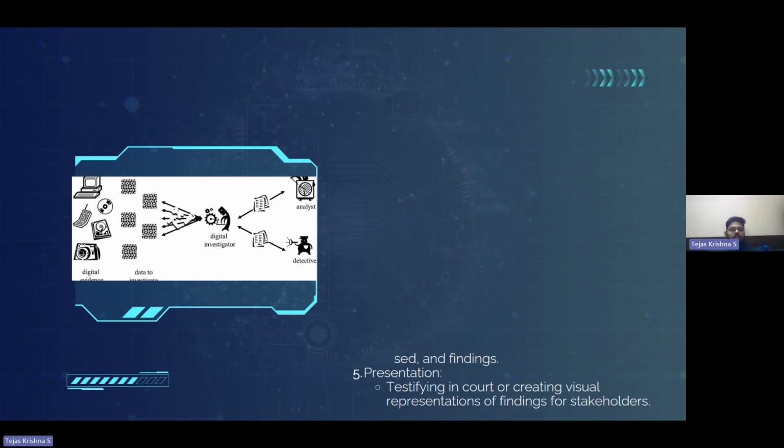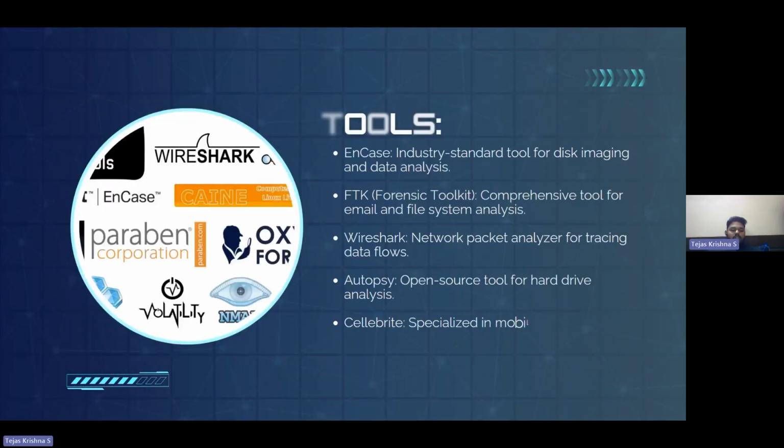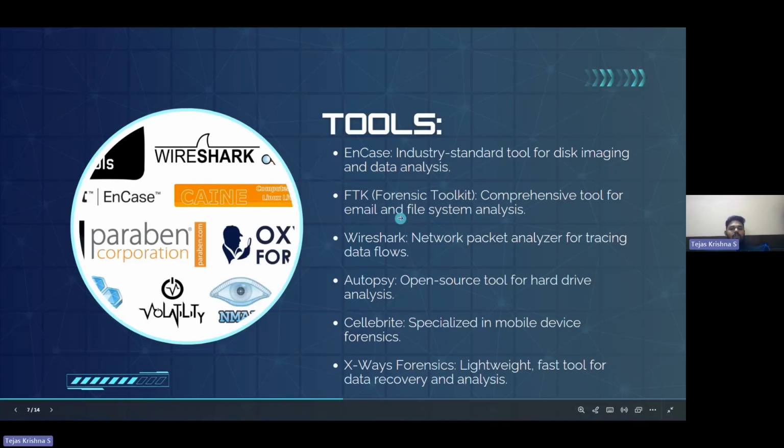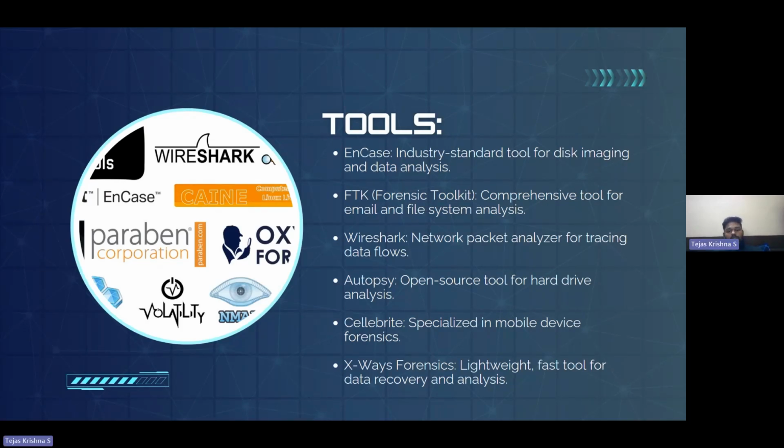Okay. So these are all some basic tools. You might know about EnCase, for imaging. EnCase and FTK are almost similar. FTK is mainly for analysis and EnCase is mainly for the imaging part. You might have heard about Wireshark, a packet analyzer. Then Autopsy, an open source tool for hard drive and log analysis. Then Cellebrite is mainly for mobile device forensics, but Cellebrite is a paid one.